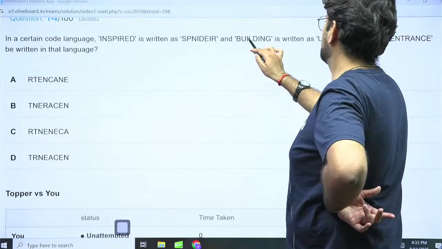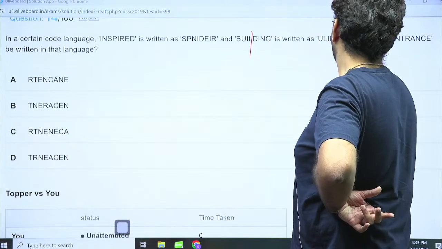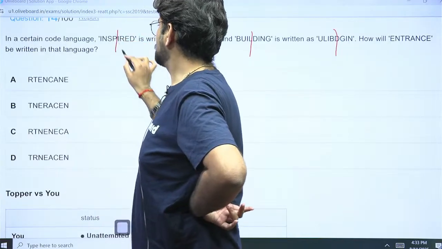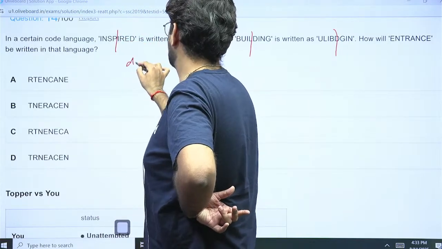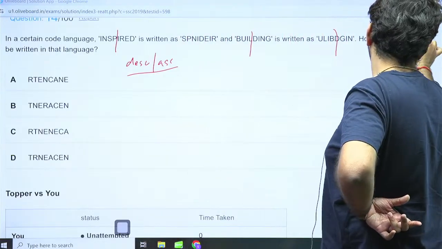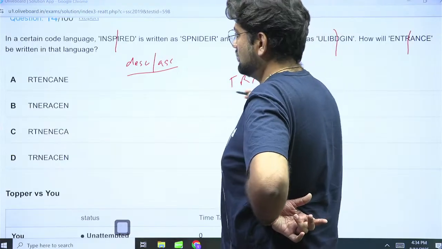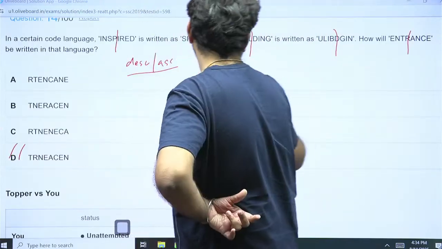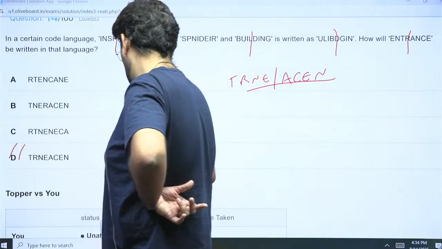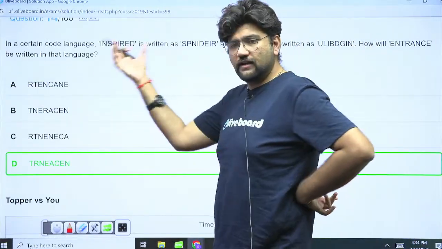21, 12. 9, 2 and 4, 7, 9, 14. Perfect. So it's being divided into 2 parts. And the first part is arranged in descending order and the second part in ascending order. Okay. So for entrance, in descending order, we will have T, R, N, E. And the second part will be A, C, E, N. Option D is the right answer. Cool. 50 seconds, okay. Probably because figuring it out took some time.